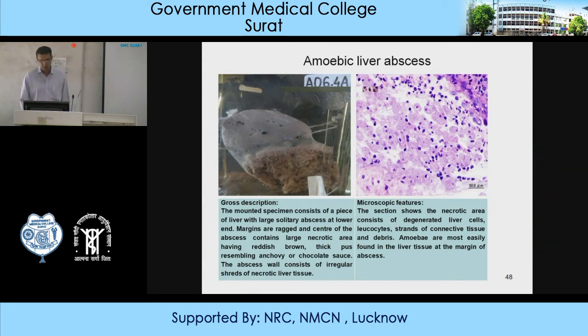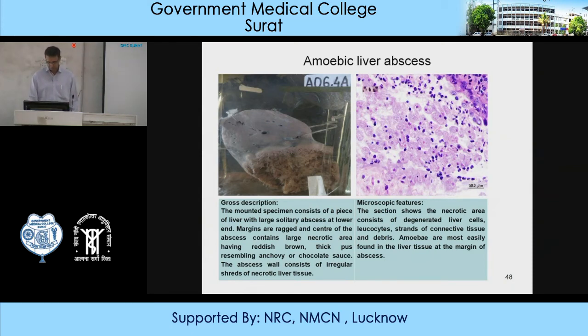While in microscopic examination, the necrotic area consists of degenerated liver cells. Amoebae are most easily found in liver tissue at the margin of the abscess. These all are amoebae. This is degenerated liver cells of amoebic liver abscess.